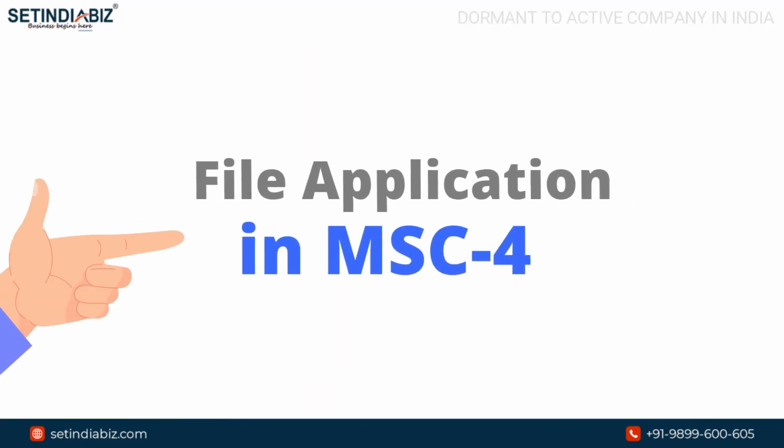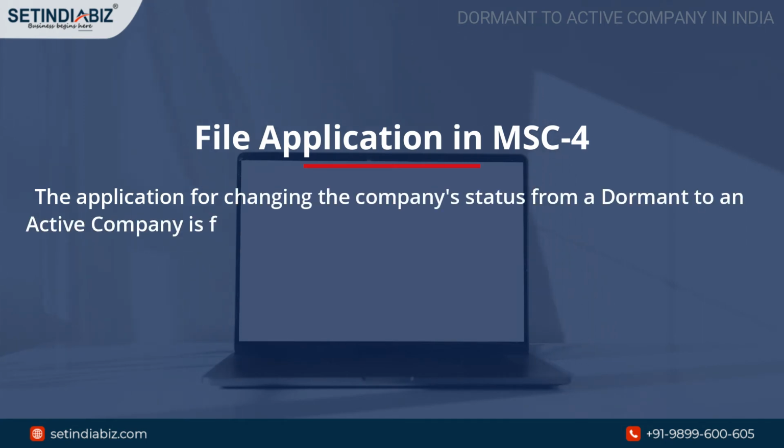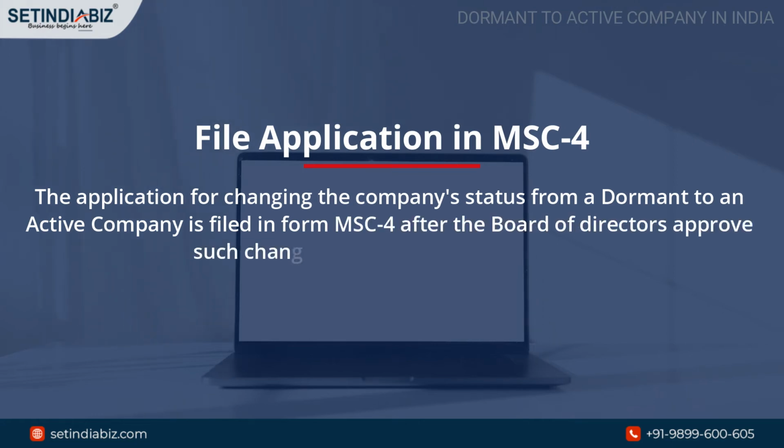File application in MSC-4. The application for changing the company's status from a dormant to an active company is filed in Form MSC-4 after the Board of Directors approve such changes in step number 1 above.